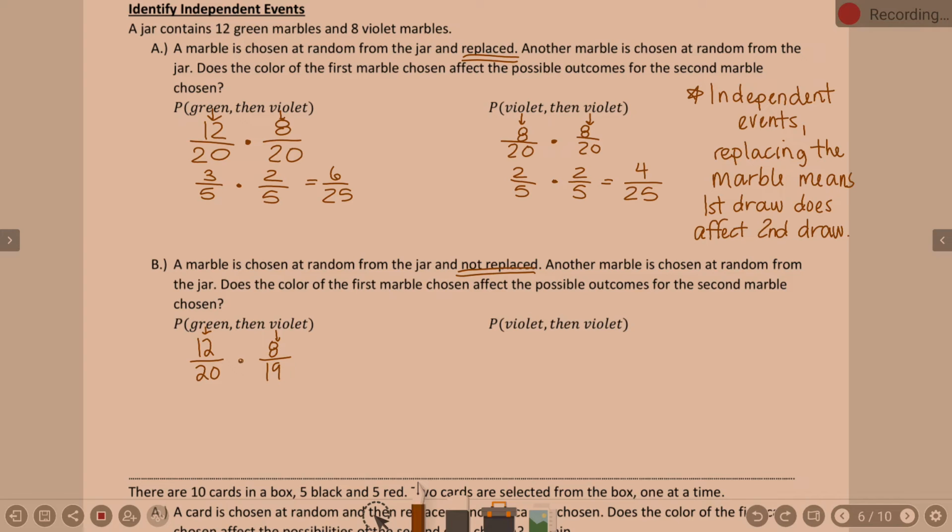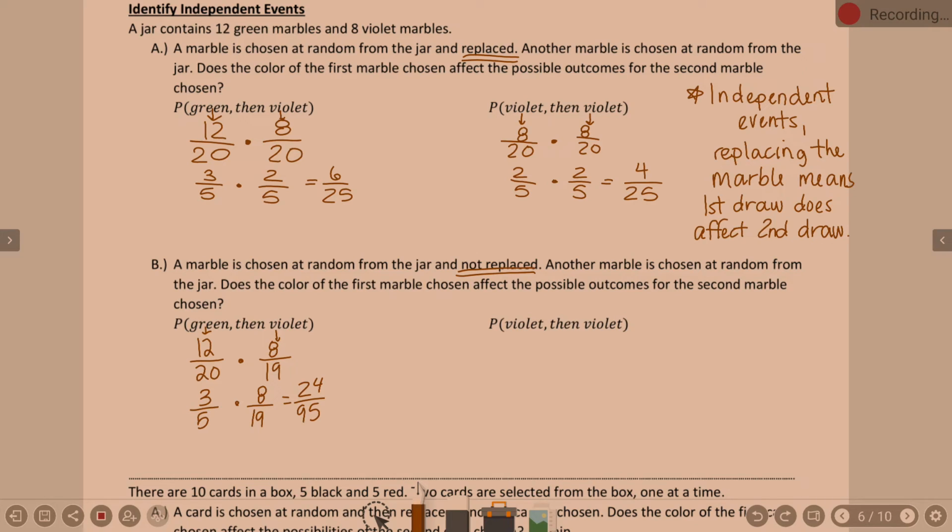I would still reduce. What does 12 over 20 become? 3 over 5. What does 8 over 19 become? 8 over 19. Unfortunately, that whole 19 throws a kink in things. 3 times 8 is 24, over what? 24 over 95.